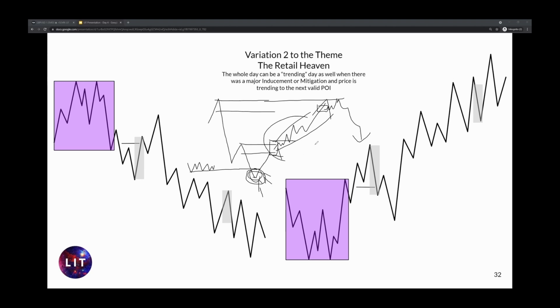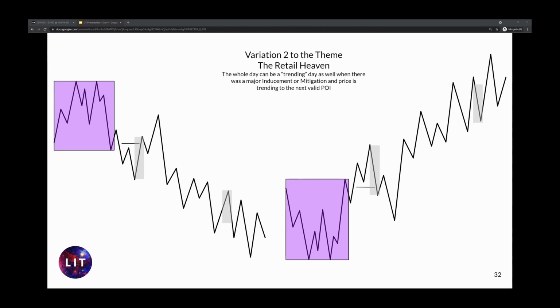But these days can happen in between as well. It's just that the lines align with the bigger picture if this is your major inducement in here. Same thing, you just need to identify where you are in the bigger picture. How do we know which day it will be? Look at the bigger time frames.